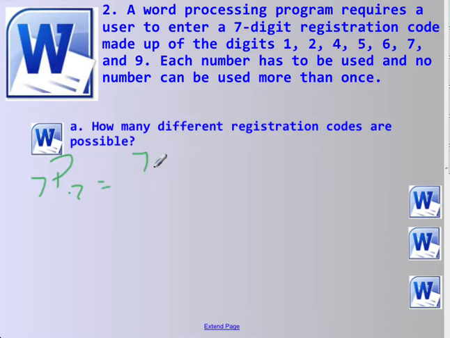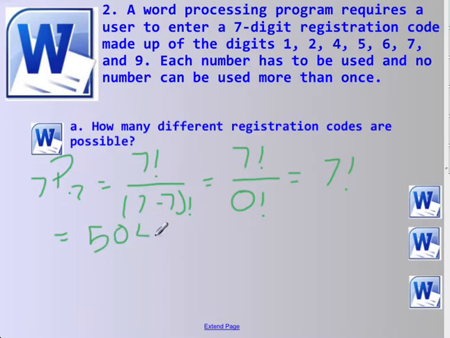So that's going to be 7 factorial divided by 7 minus 7 factorial. Well, what's 7 minus 7 factorial? That's 0 factorial, and remember that 0 factorial is just 1. So really, 7P7 is just 7 factorial. In my calculator, I'm doing 7 times 6 times 5 times 4 times 3 times 2 times 1, and I end up getting 5,040 ways. So that's the number of different registration codes that I can use.